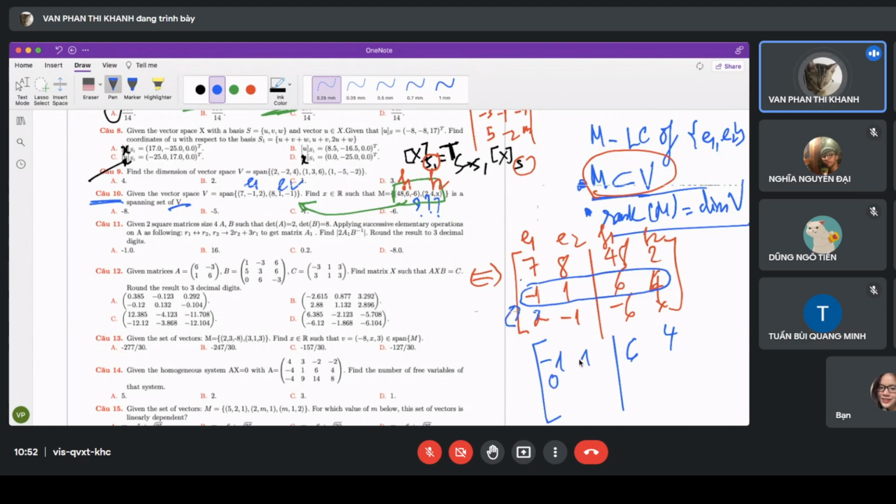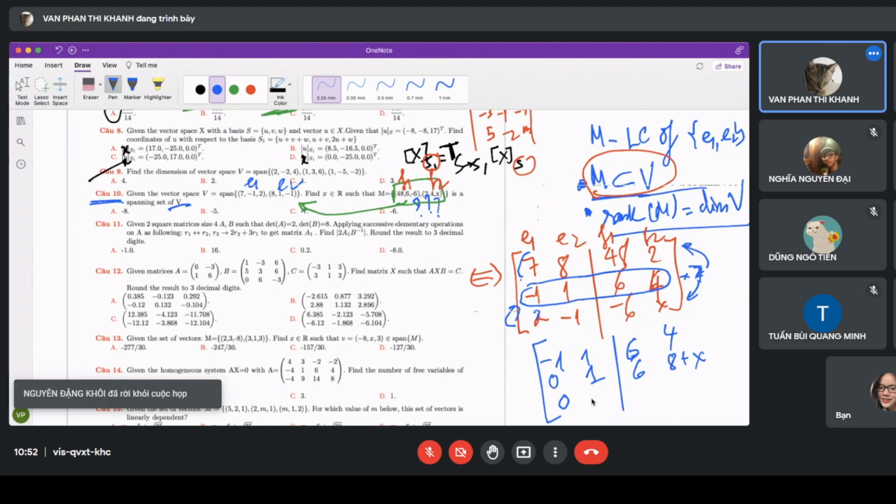So add 2 times. So what do you have? 0, and what next? 1, yes, 1, and what? Multiply by 2 and add it to this row. So what do you have? 6. 6, and the last one? 8 plus x. Okay. And for this row, you multiply by 7 and add it to this row. So 0, and what next? Multiply by 7. 15. 15. Next.